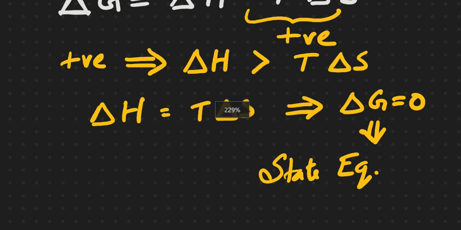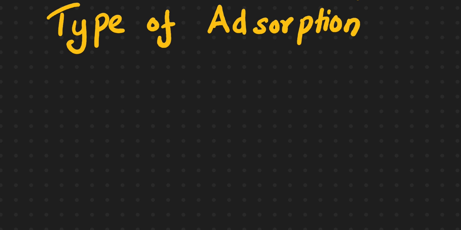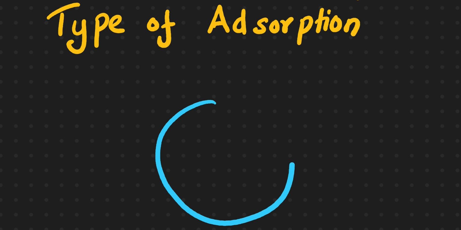So let us go to the next. Next is types of adsorption. Suppose this is an adsorbent and this is an adsorbate. I'll change the color to red. Suppose this is adsorbate. So depending on the bond or depending on the attraction between these, we can divide it into two.